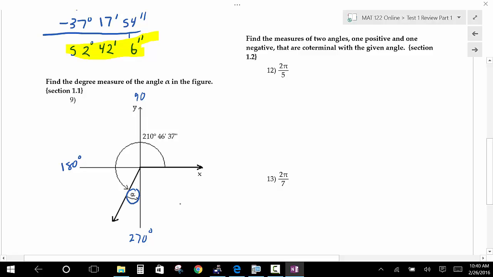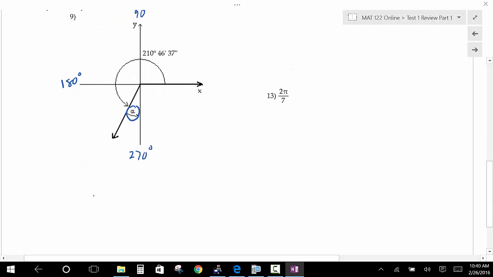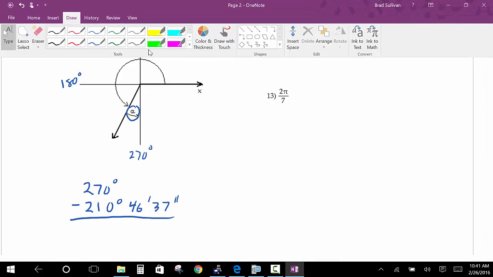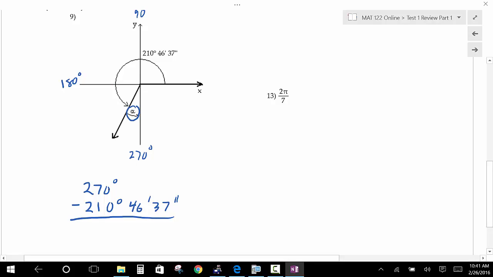So what you'd have to do on this problem to calculate this is you'd have to take 270 degrees and subtract from that 210 degrees, 46 minutes, and 37 seconds. So that's the math that you have to do on that. Remember, we're looking at the angle between 210 and 270, so that's the reason why we have to subtract. So again, we're going to regroup. This time we're going to take away a degree to make that 269 degrees. Give back the 60 minutes. If you take away, you give back. Take away, give back. Okay, like that.